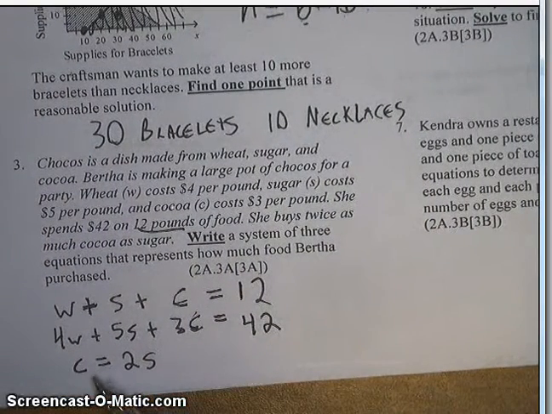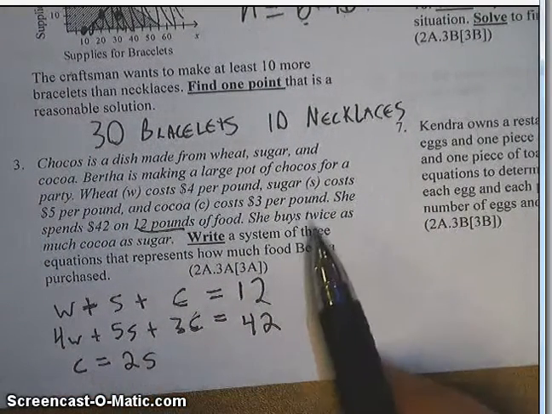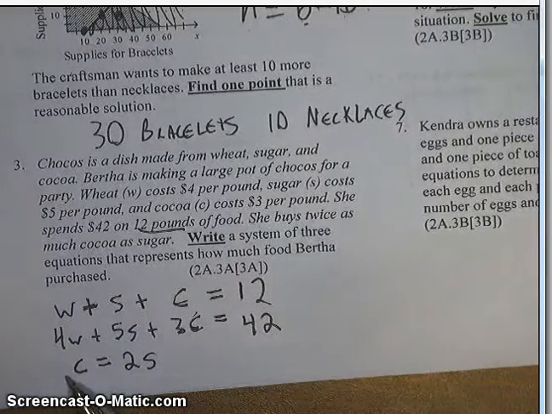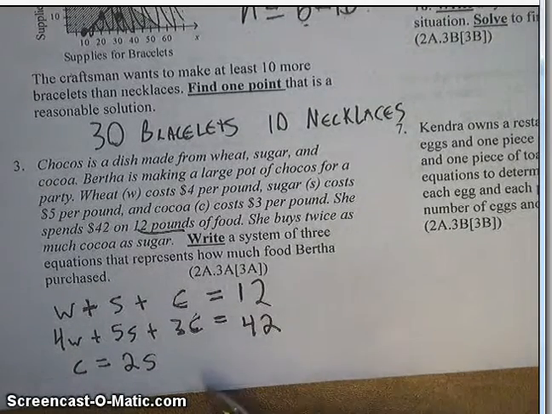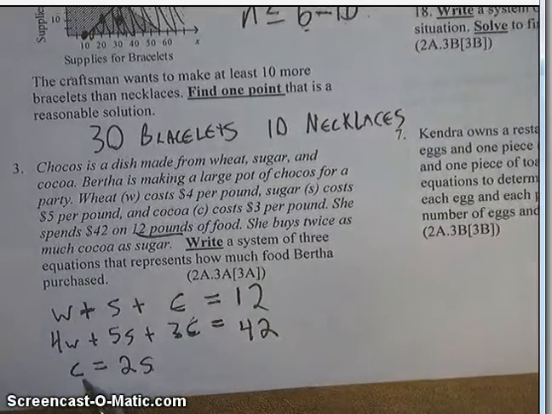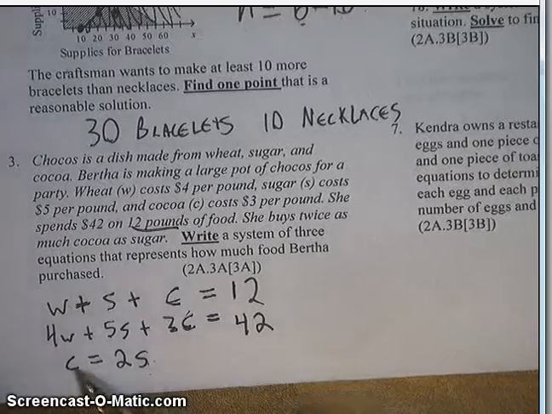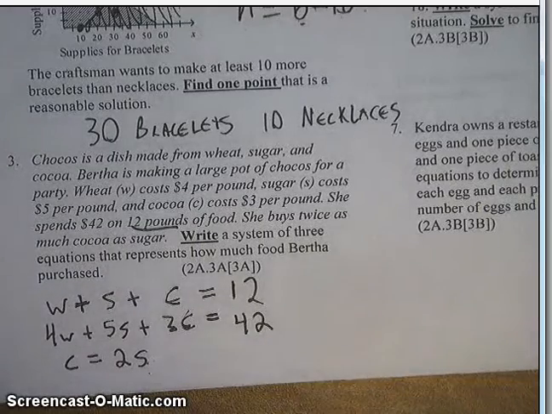It says cocoa, she buys twice as much cocoa as sugar. So shouldn't we multiply the cocoa by 2? No. Think about it this way. If she buys 1 pound of sugar, then she should have 2 pounds of cocoa because she buys twice as much cocoa. So if I plug in a 1 here, it spits out a 2 for cocoa. So that's why we put the 2 in front of the S.